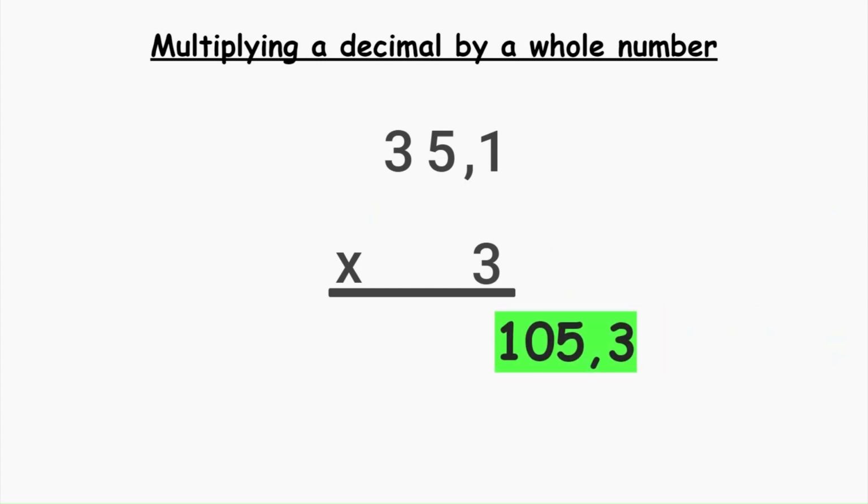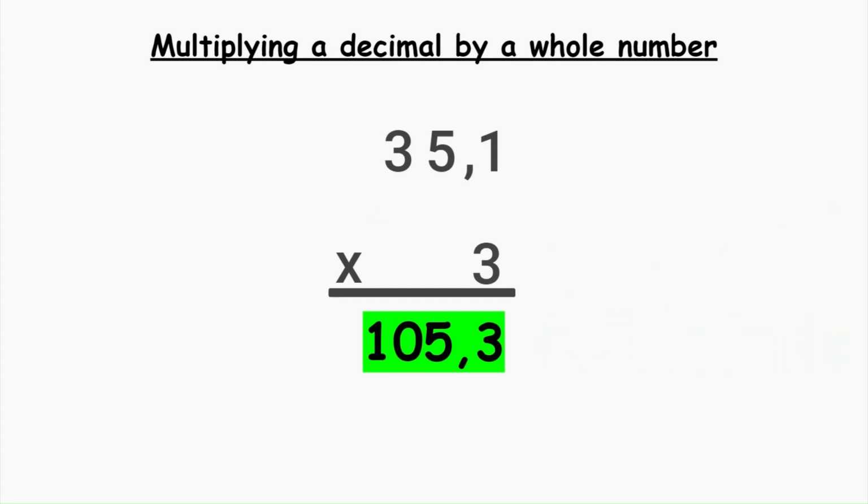Okay, so let's try one by yourself. This time a multiplication problem. So 35.1 multiplied by 3. Pause the video and solve this problem. When you're finished, you can press play to see the answer as well as the explanation. Okay, welcome back. So the answer you should have gotten for this one is 105.3.